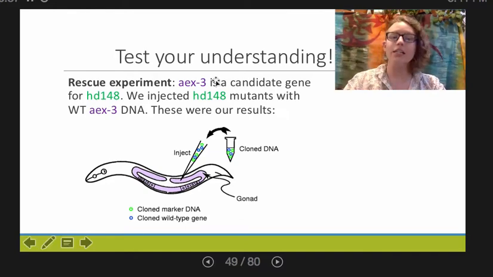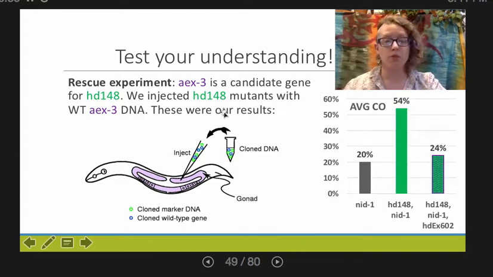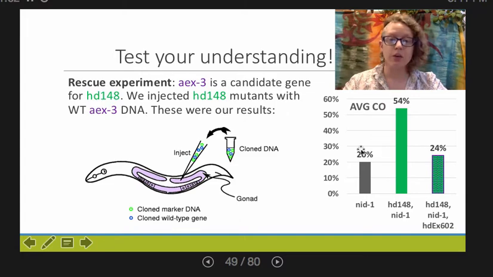So AEX3 was our candidate gene. It was a candidate for the allele HD148. Reminder, things with numbers in them you do not have to remember. We injected the HD148 homozygous mutants with wild-type healthy AEX3 DNA. And these were our results. So here's our control to compare to, again. Here is our homozygous mutant, and here is our homozygous mutant with that extra wild-type purple AEX3 DNA as little squiggles floating around in here.